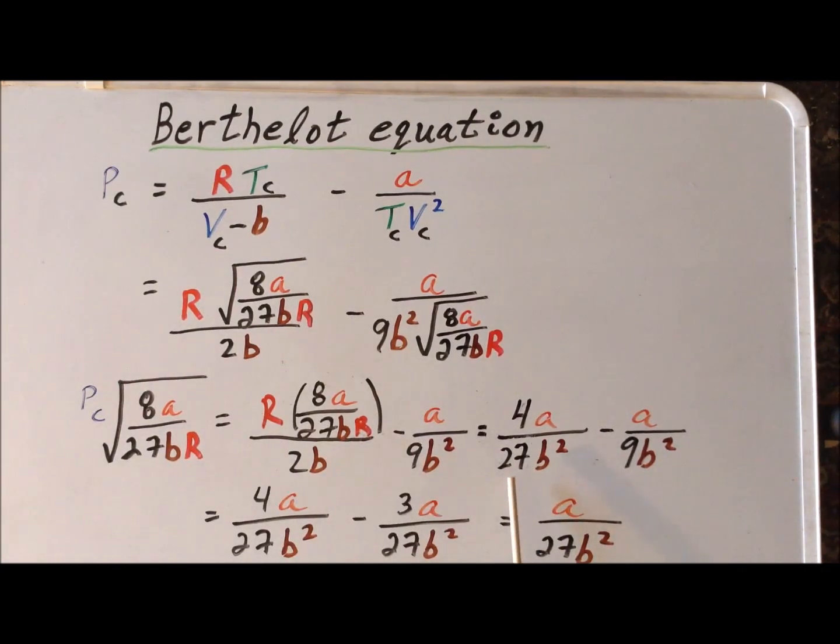The least common multiple of 27b squared and 9b squared is going to be 27b squared. So we multiply this fraction by 3 divided by 3. So now we have 27b squared as the common denominator. And we can simplify the right-hand side, which was previously very, very bad, as a divided by 27b squared. So hold on, we're almost there. We're very close to solving for the critical pressure.